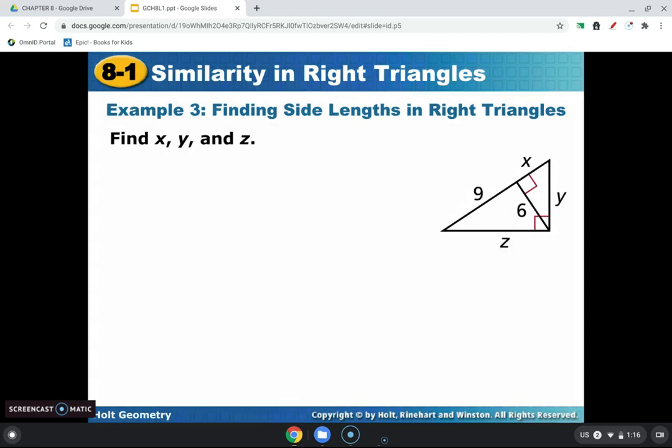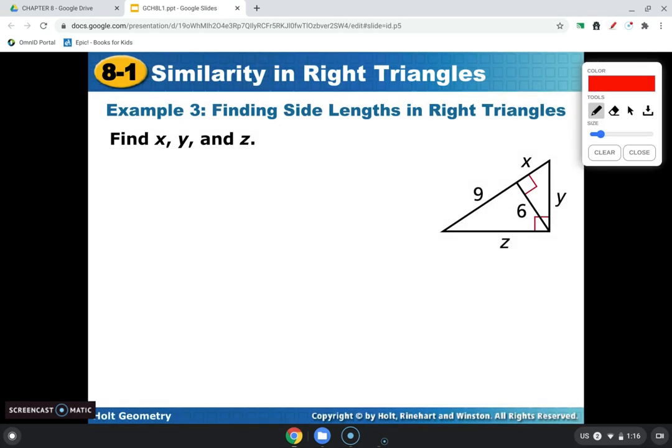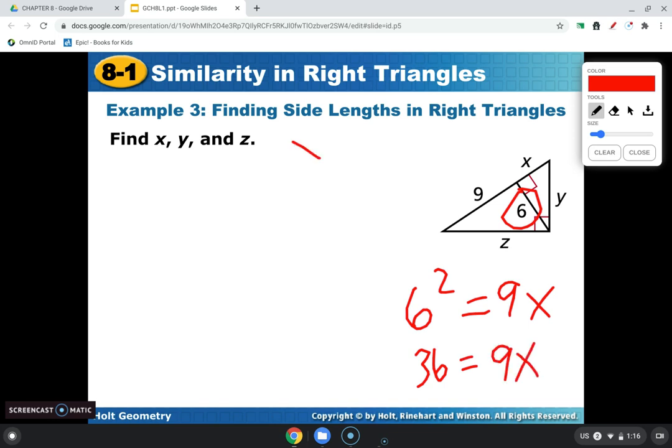To set this up, there's your h. So 6 squared equals 9x. So 36 equals 9x, so x equals 4. Now that we know that, we can do the Pythagorean theorem to find y. 4 squared, 16, plus 36 is 52. The square root of 52, y is 7.21.